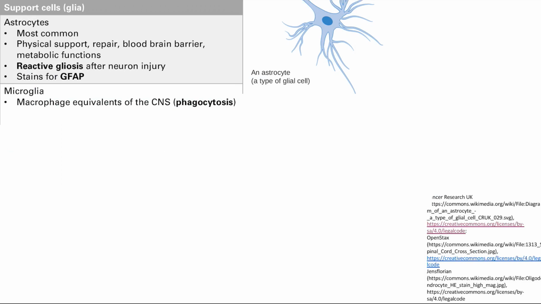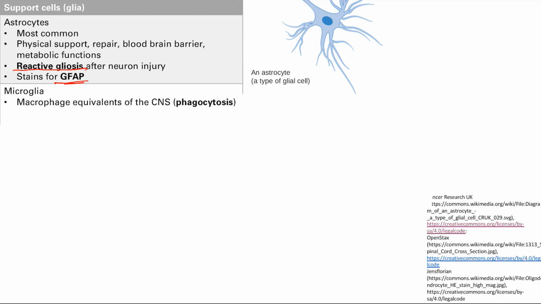They help make the blood-brain barrier along with the capillaries, the capillary membranes, and then they're also involved in metabolic function. Importantly, they're involved in reactive gliosis after strokes, after neuron injury. So you're going to see that again and again for strokes. And also they stain for GFAP, which we'll see has significance in the brain cancer section.